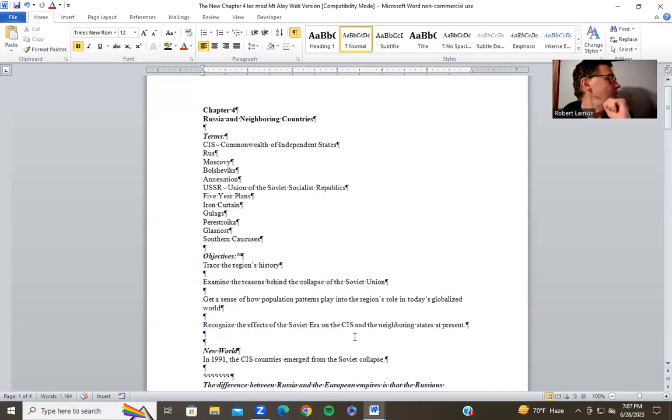Major heads up terms here on the CIS, Commonwealth of Independent States. Those independent states are the states that broke off, got their independence from the Soviet Union, from Russia, at the collapse of the Soviet Union.